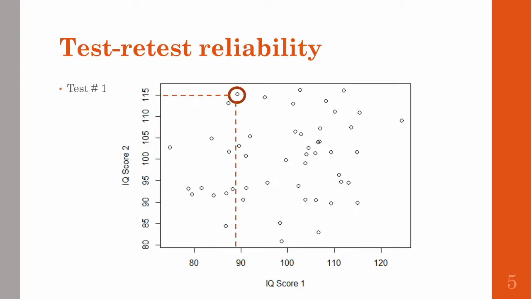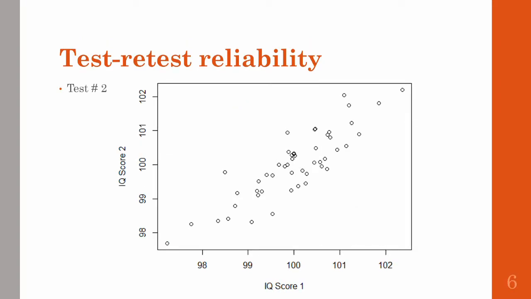This person here circled in red was measured at a little less than 90 on the first test, but was measured at 115 on the second attempt. Those are 2 very different scores. When you run a correlation between all 50 people on their 2 scores, you get a correlation of about 0.2. This is really low, and you can tell just from the scatter plot that there's no consistent pattern. We can then conclude from this first online IQ test that it's not reliable.